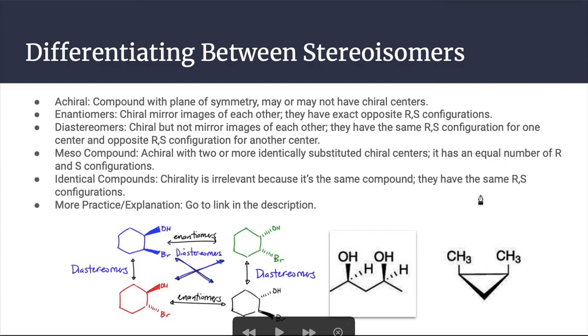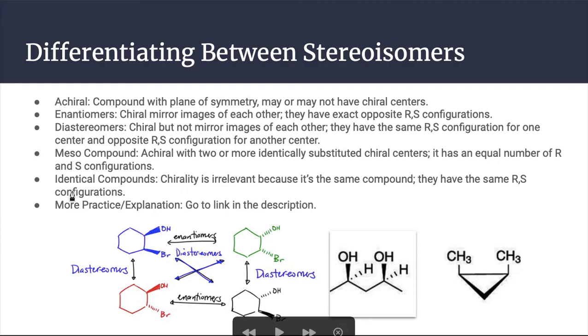These are the two chiral centers. They have a methyl group, a hydrogen that they're not showing, a bond to each other, and a group that's coming out. So this is also a meso compound.